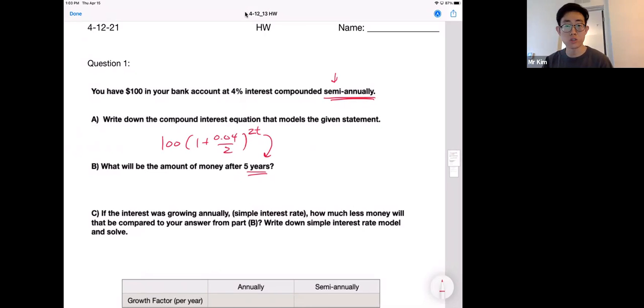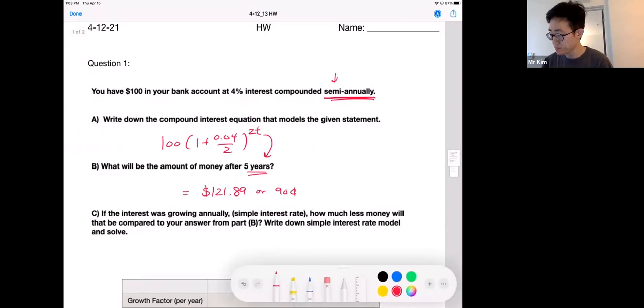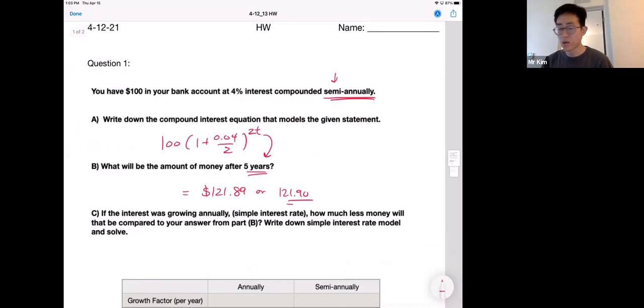So once you plug it in, that's what we're supposed to be getting. And so my final answer here, after you plug in 5, I'm going to get about $121.89 or 90 cents here. 121.90. So either one is fine. Whether I tell you round it up or round it down, at the end of the day, if you get the same thing, what you see up here, you should be fine.